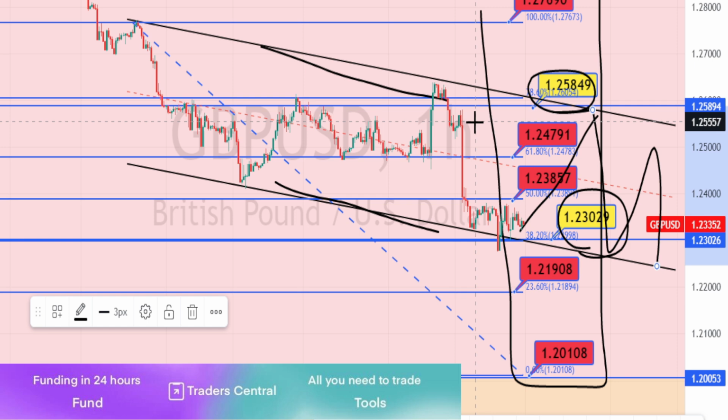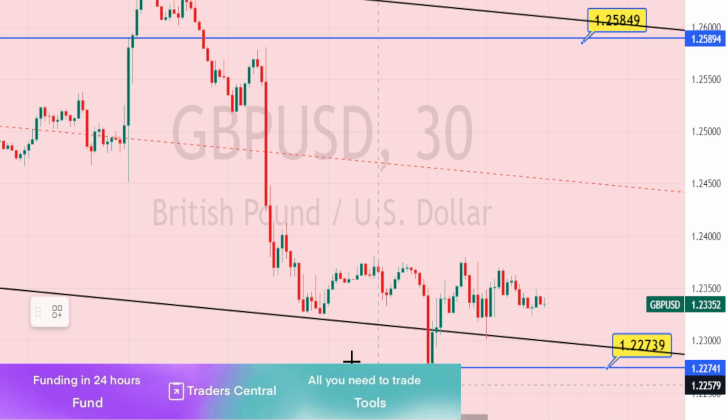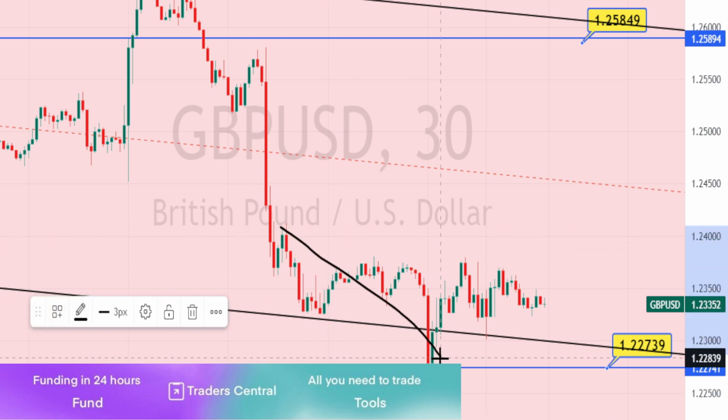Let us do the analysis in the 30 minutes time frame. I am in the 30 minutes time frame now. When we look at the price action, it went on a very strong bearish trend and took support around the level of 1.22, and it is on a sideways market.